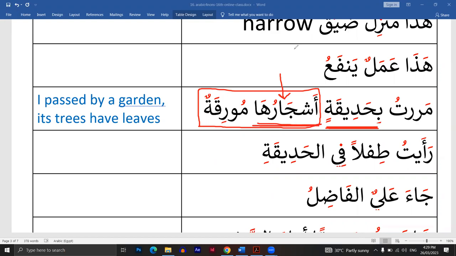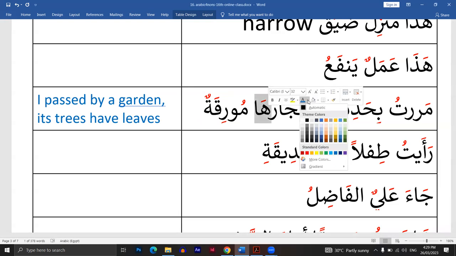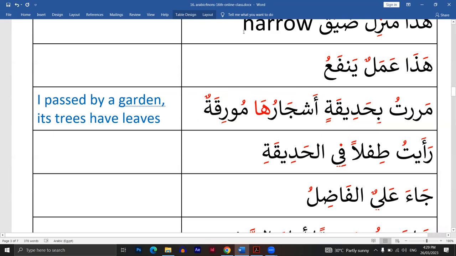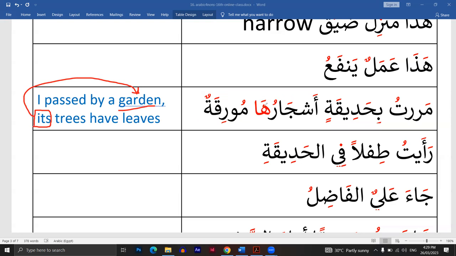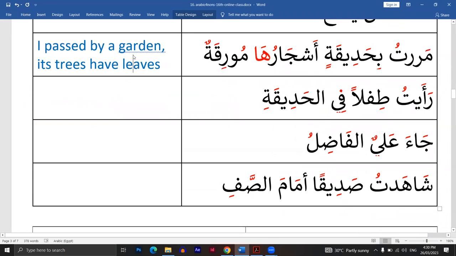Okay, and we have another indication here, this possessive pronoun. Ashjaruha. Like in the translation, it's trees. So what does this refer to? To the garden, right? Hadika. I'm talking about the Hadika, garden, yes. So here, the possessive pronoun is referring to Hadika, the garden. Okay, so this is always happening in a nominal sentence. If you have a nominal sentence adjective, you must see a pronoun which is referring to the described. Okay, as we saw last week. Okay, thank you, engineer. Thank you so much for your participation.